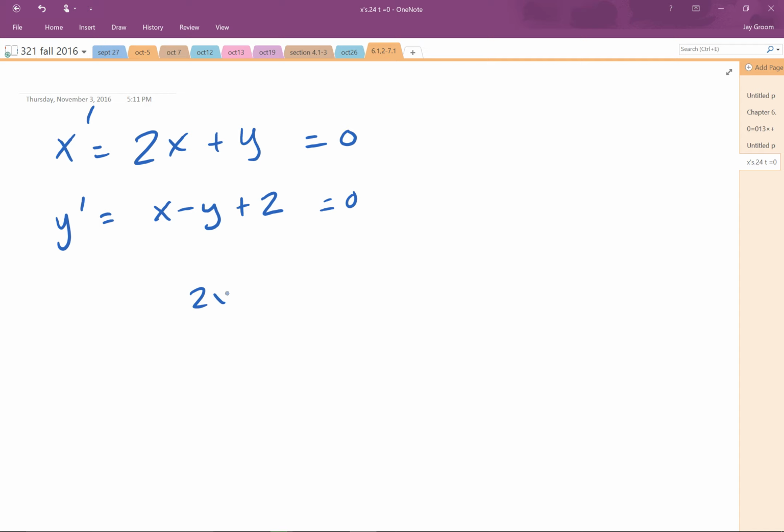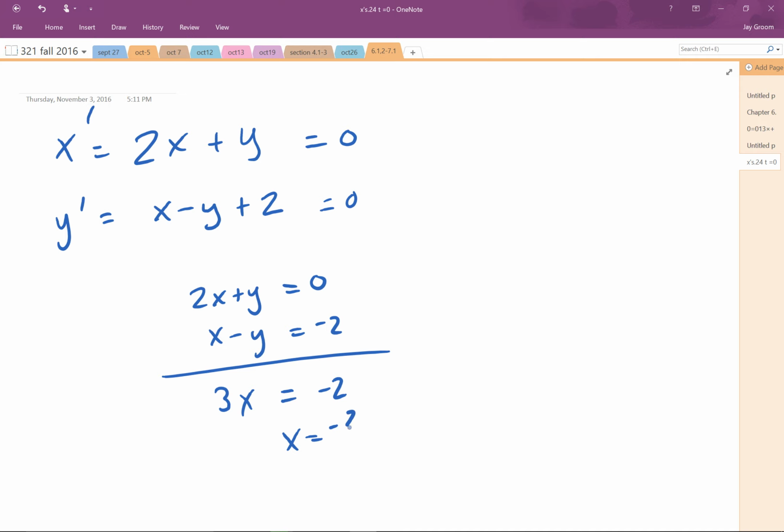So in other words, you could take this one, set it equal to 0 like it is, and then this one is this. And if you add, you just get 3x is equal to negative 2. So x is negative 2/3, which means that when you add that over there, you get negative 4/3 equals negative y, so y is 4/3.